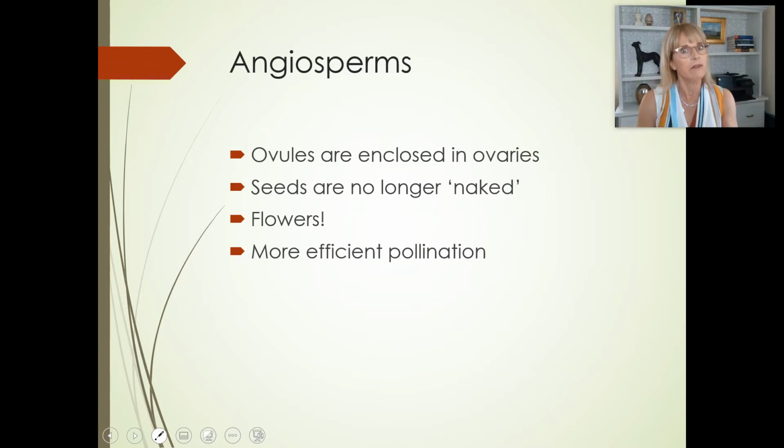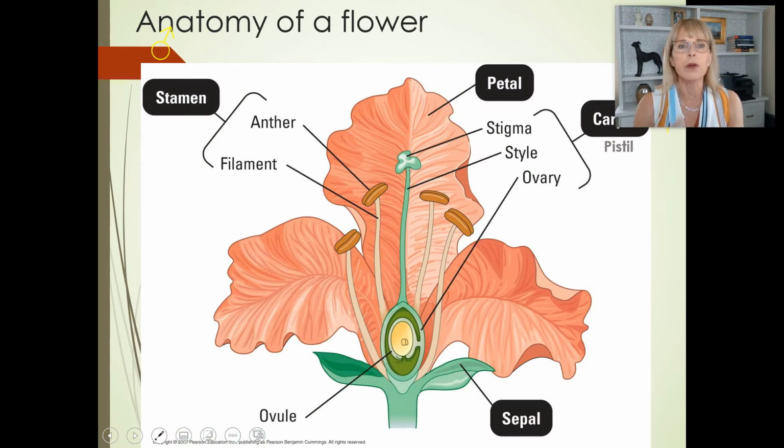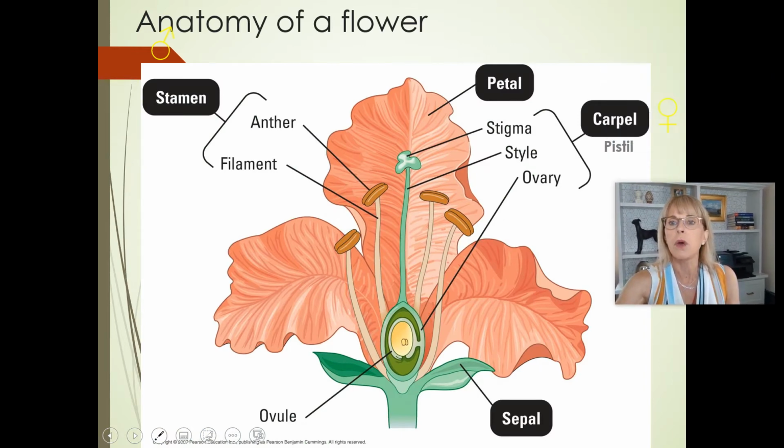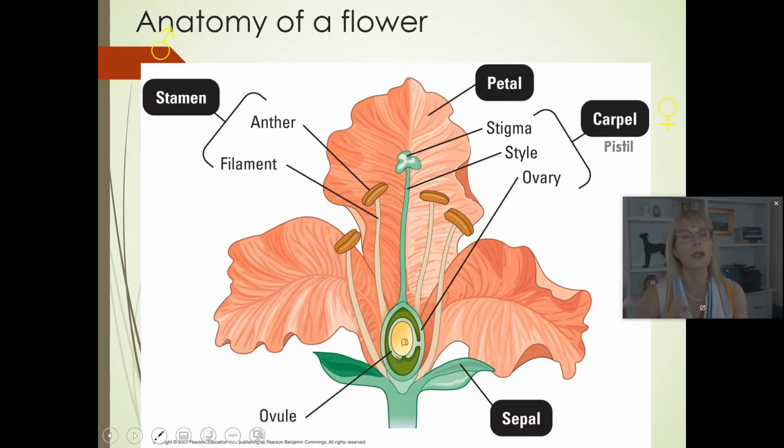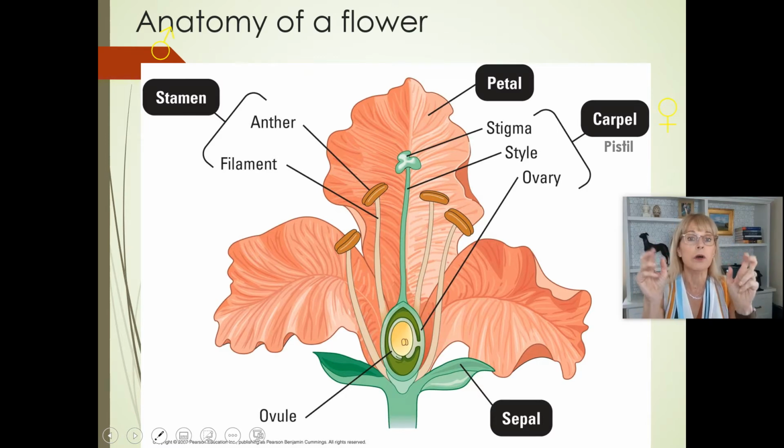Yeah, plants have ovaries. Well, flowering plants have ovaries. And we have more efficient pollination. One of the things that you're going to need to be able to do is to identify the parts of a typical flower. Flowers are fascinating on their own. Each one is its own little creation. But in general, we have these parts of a flower.